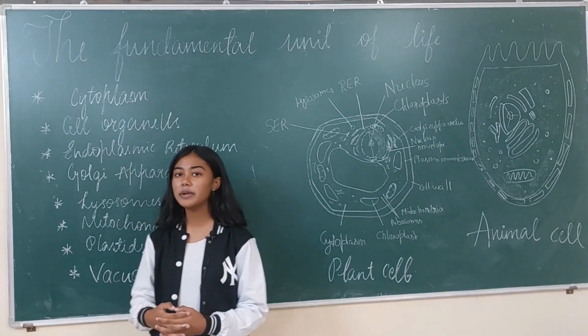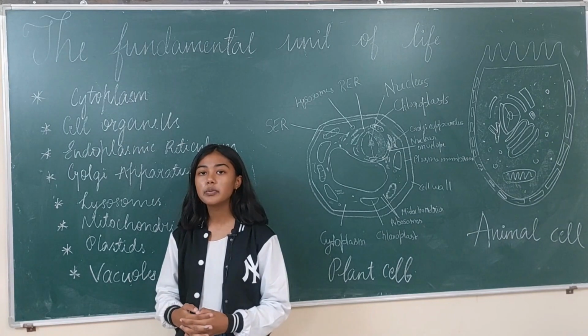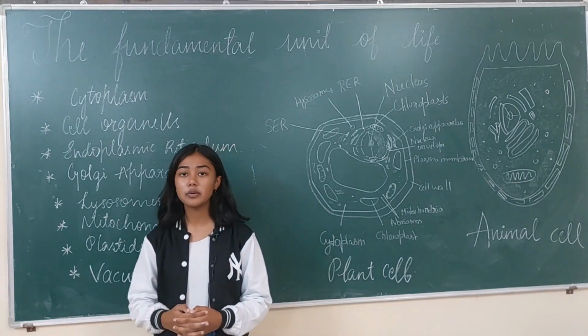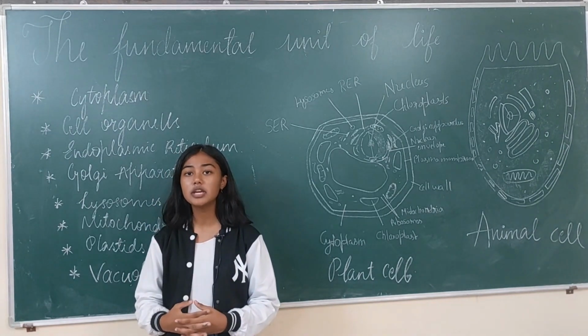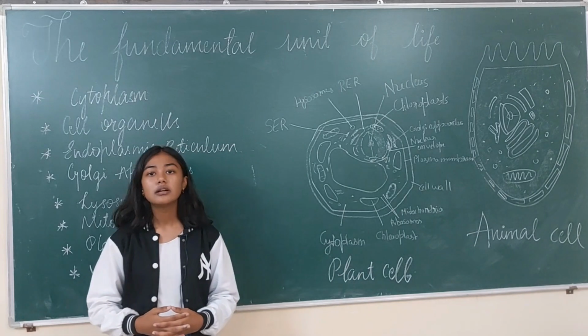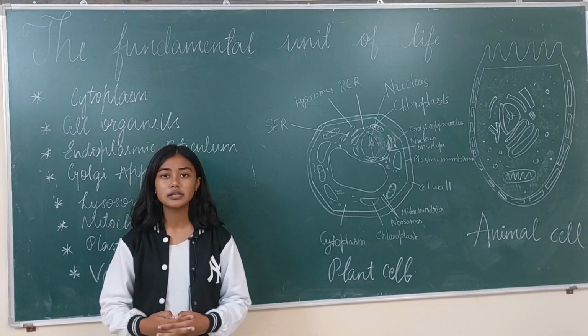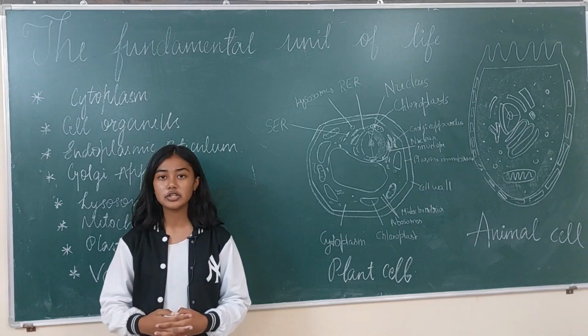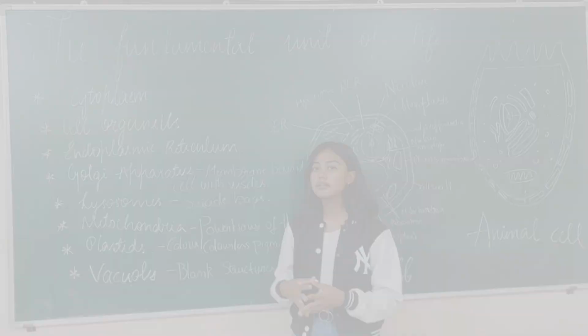Let us learn about endoplasmic reticulum. Endoplasmic reticulum is a membrane-bound organelle which has two types: smooth endoplasmic reticulum and rough endoplasmic reticulum. Smooth endoplasmic reticulum manufactures fats. Rough endoplasmic reticulum manufactures proteins and lipids. There are three forms of endoplasmic reticulum: long tubules, oblong bags and cisternae.